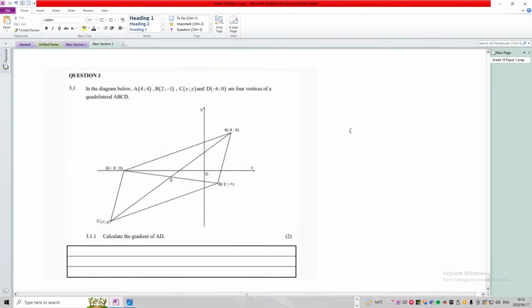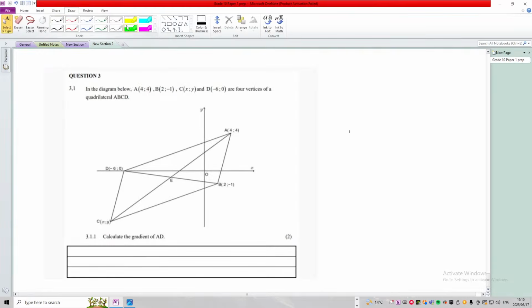You understand? Because let me look at this question 3. Now, in the diagram below, A, B, C, D are 4 vertices of a quadrilateral. Calculate the gradient of AD. So I want to find the gradient of AD. Now look at this. That's the gradient AD. I shouldn't even think.